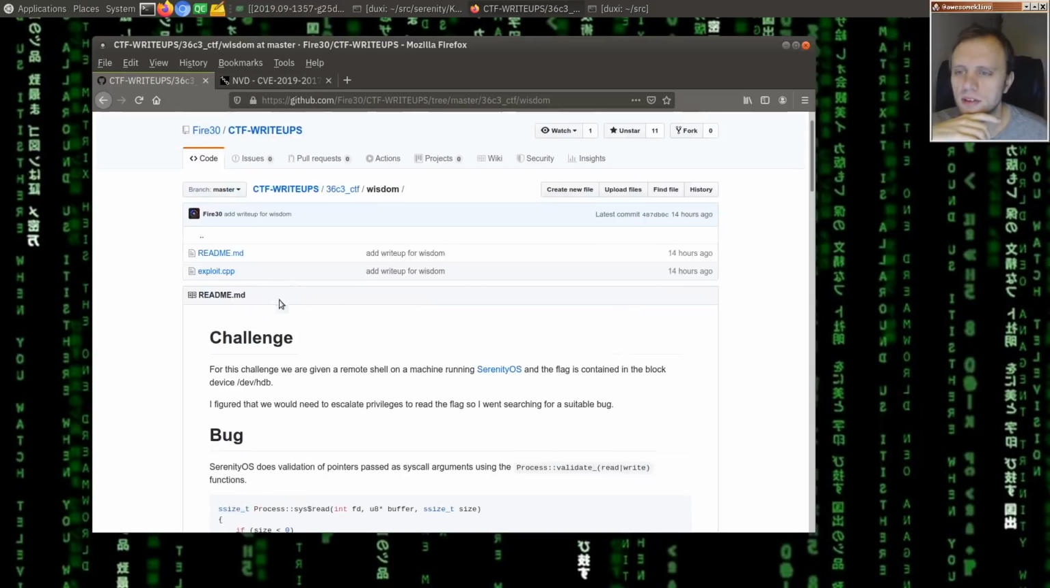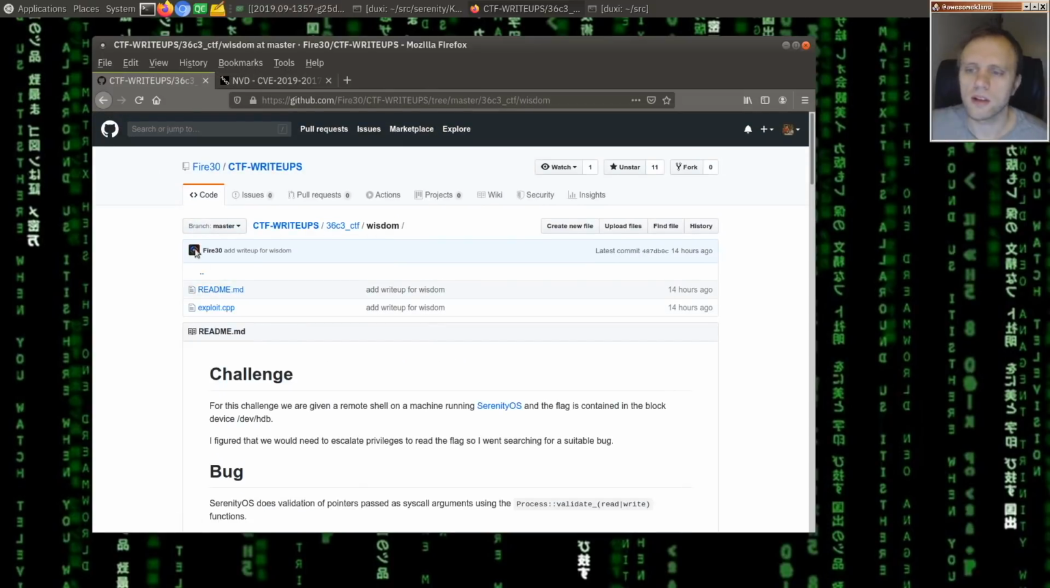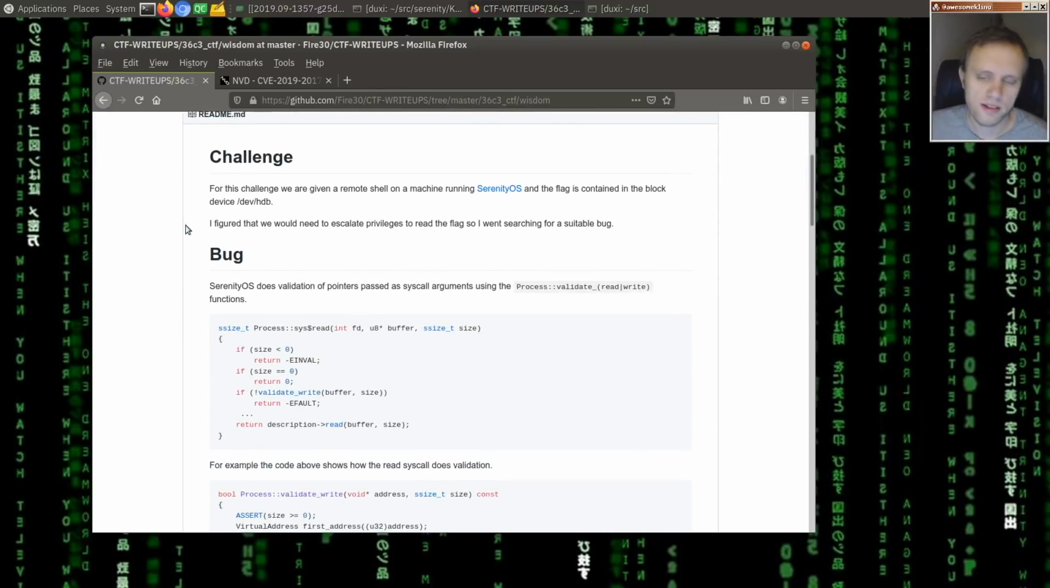So let's start with the bug itself. Or rather, let's start with the challenge. The challenge was that you get a user shell on a machine running SerenityOS, and then you're supposed to find the flag, which I guess is the object of the game. In this case, the flag is contained in the block device /dev/hdb.